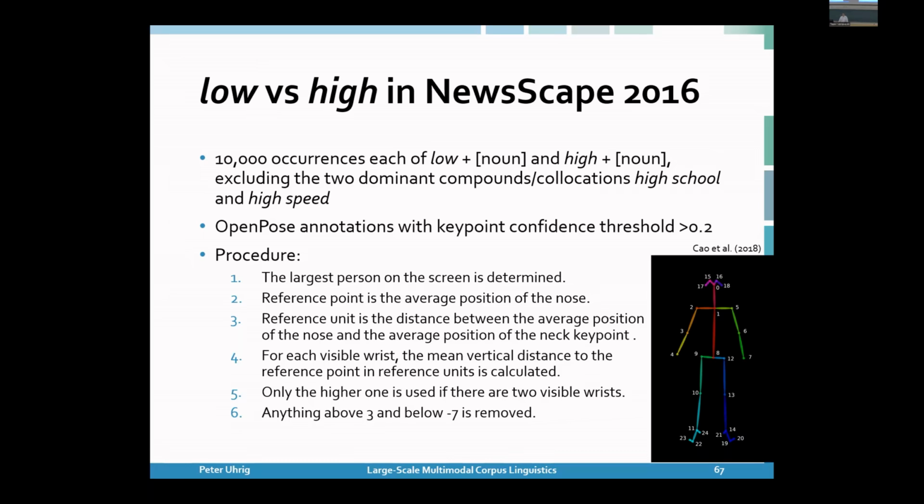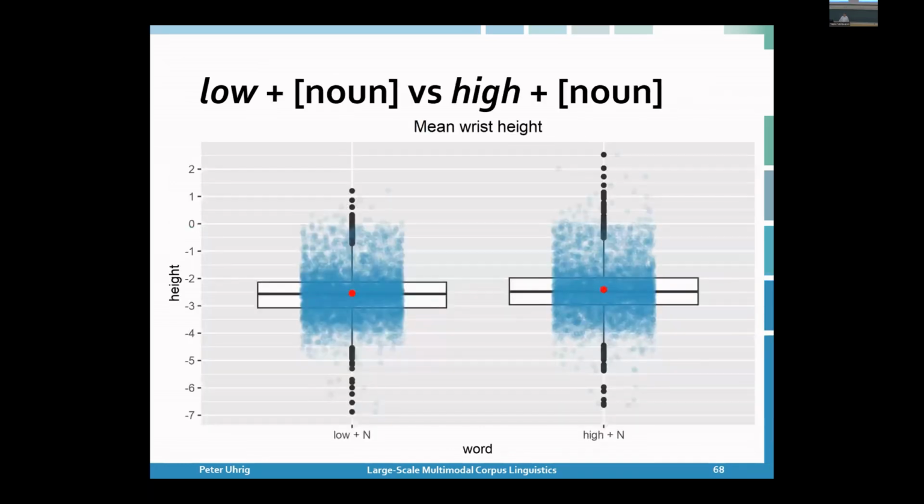And then let's see, where are these hands? So note that I looked for the highest position during the utterance of the word low, actually only in the word low, because I didn't add the noun. Otherwise I get a higher chance of getting something higher, because the nouns are of different length, and then I get effects of that sort. So we actually didn't include that. We only looked at low and high, but they needed to be followed by a noun. And this is the results.